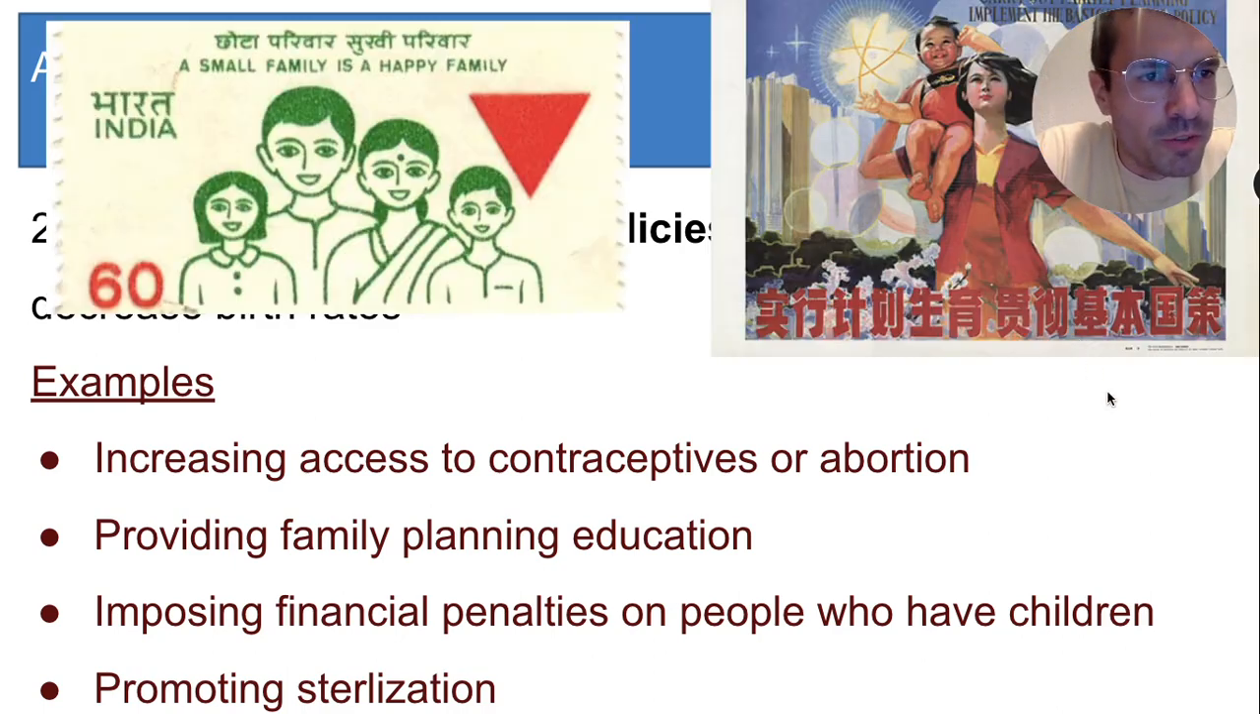Here are some pictures of government propaganda supporting antinatalism. This advertisement from India is a form of family planning education that reminds citizens that a, quote, small family is a happy family. And this poster from China in the 1970s encourages families to have just one child.